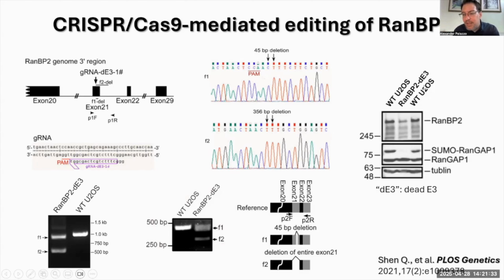You can see that this cell line produces RanBP2, but if we look at the amount of SUMOylation, this is RanGAP1 and this is the SUMO version of RanGAP1, you can see that this cell line is defective in SUMOylation. So using this cell line, we've been able to try to understand what roles this SUMOylation catalytic event has in cells.